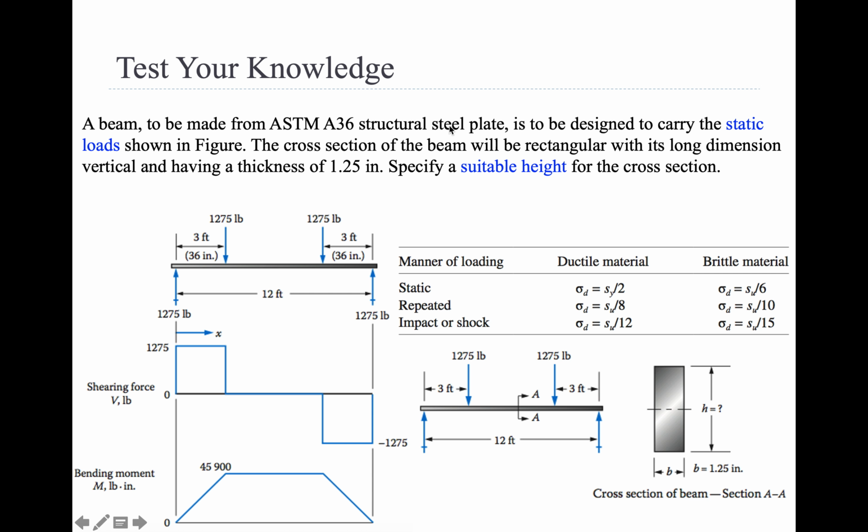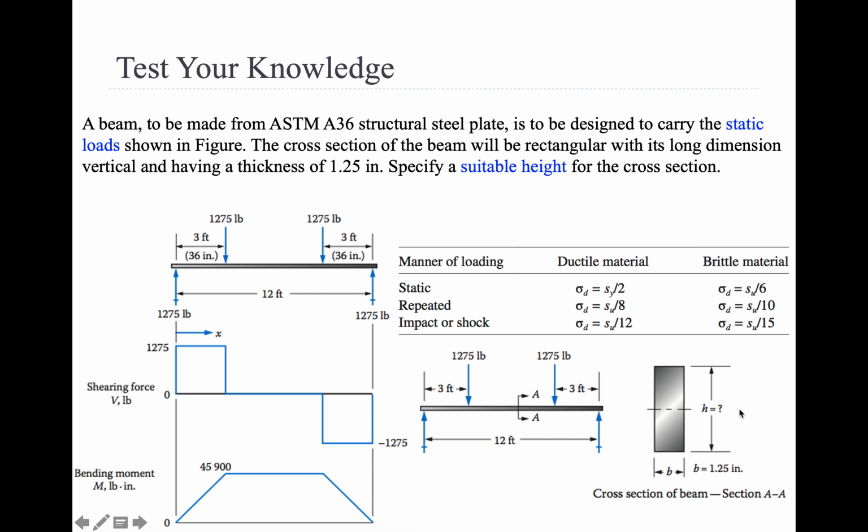Okay, it's to be designed to carry a static load, shown on the figure, just like this: 1,275 pounds here, 1,275 pounds here. The cross-section of the beam will be rectangular, with its long dimension vertical and having a thickness of 1.25. So here's the cross-section. Its long dimension is vertical, this one. Its base is 1.25. What I want to know is how high should we make it?